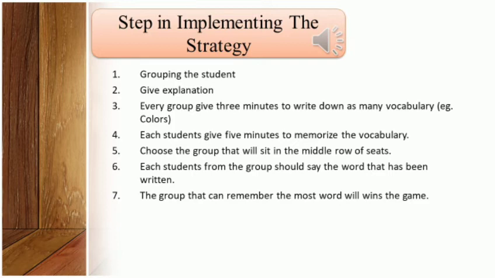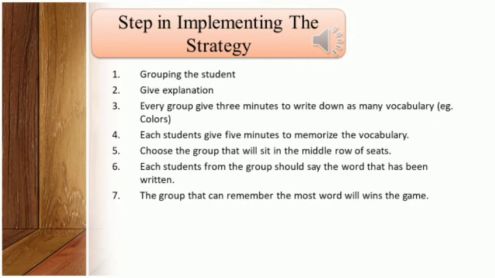And then the next step is to choose the group that will sit in the middle row of seats. So, for example, in one class there are 5 groups: Group A, B, C, D, and E. So the teacher decides that group B must sit in the middle first, like that.